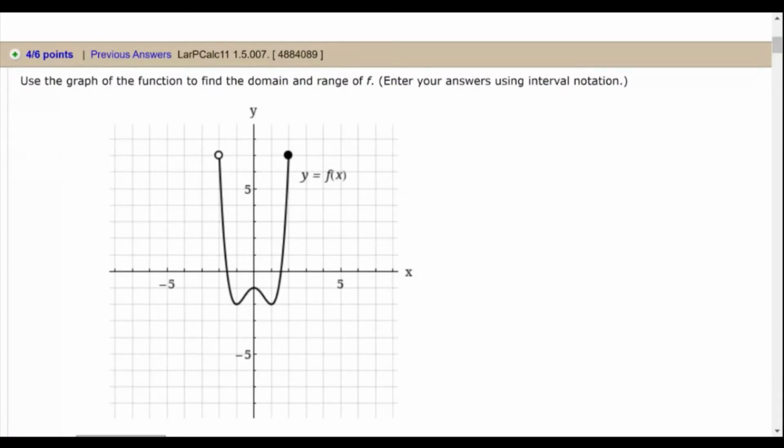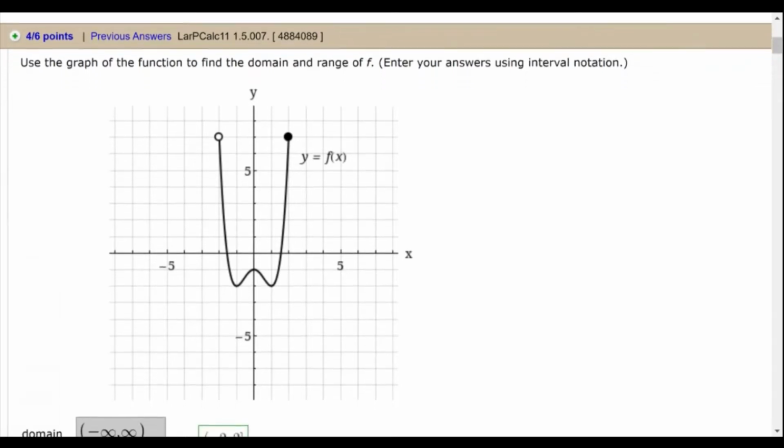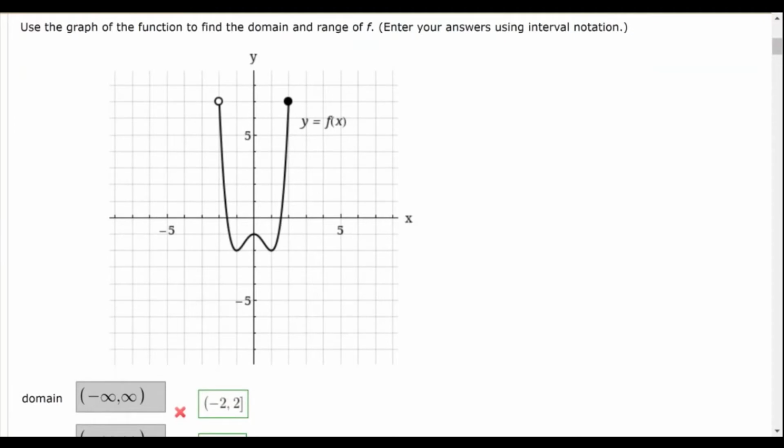So, can someone tell me how do you find the domain, or what does the domain involve? The x values. All right, very good. But we have to put it in interval notation. So what we're looking for is first the leftmost x value.